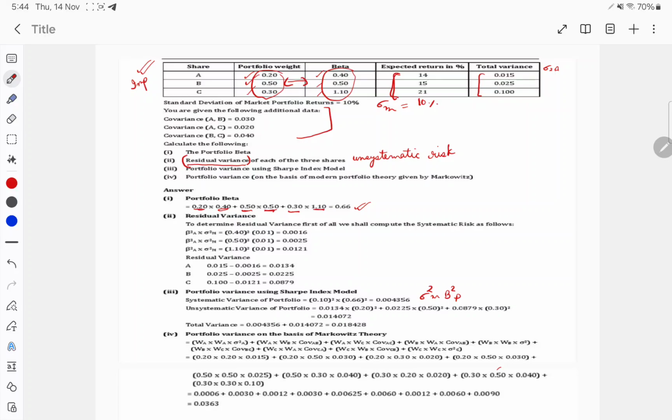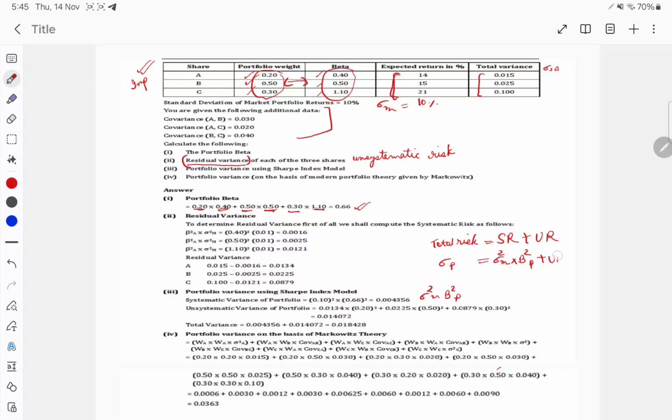So basically the unsystematic risk you cannot calculate directly unless some of the data is given in the question. So what will you do? You are very much aware that total risk is equal to systematic risk plus unsystematic risk. What is total risk? Total risk is basically the variance of the stock or the portfolio, as the question says. And systematic risk we calculate by multiplying the variance of market with the beta square of the portfolio. This is the formula for calculating the systematic risk.